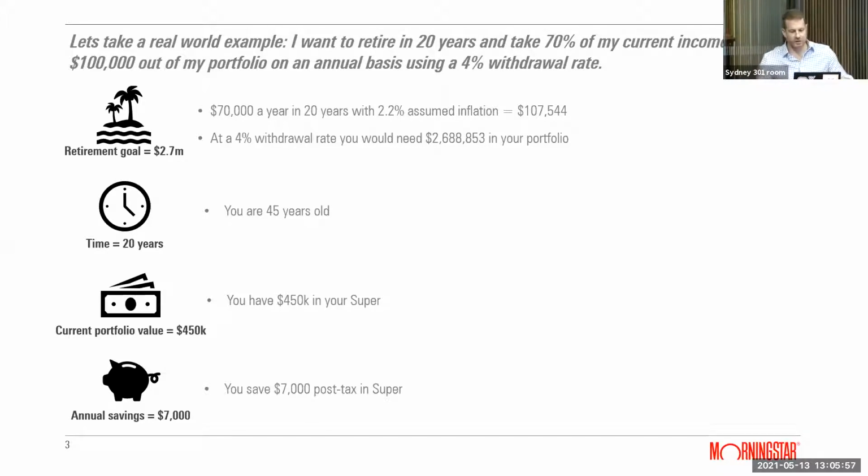Let's go through some of the terms that are in there. All right, so good thing. We know what the goal is. We want to retire.